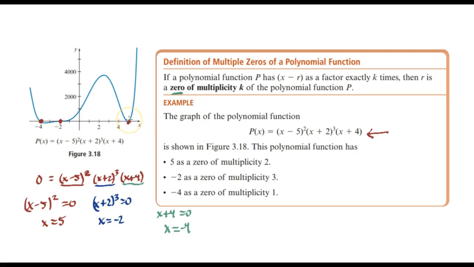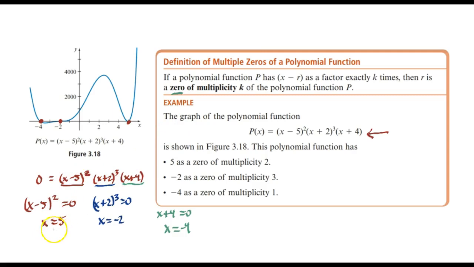And now getting into the multiplicity. So now we understand what the zero is. It's where the function is equal to 0, what x values will give us the function equal to 0, and where it crosses or touches the x-axis. Now the multiplicity has to do with the power of each of these zeros.